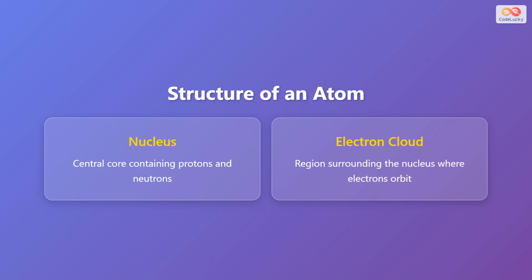Atoms have a remarkably organized structure consisting of two main regions. At the center lies the nucleus, which is the dense core of the atom. The nucleus contains two types of particles: protons, which carry a positive charge, and neutrons, which have no charge. Surrounding this central nucleus is a region called the electron cloud. This is where negatively charged electrons move around the nucleus in specific patterns. Despite the nucleus being extremely small, it contains almost all of the atom's mass.